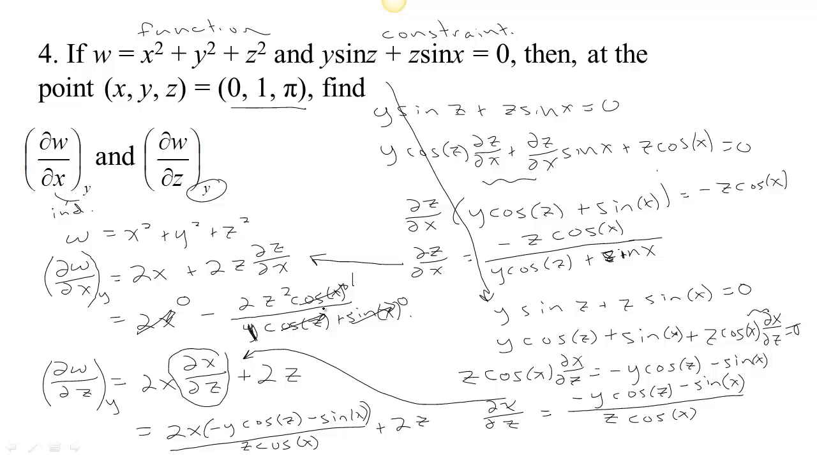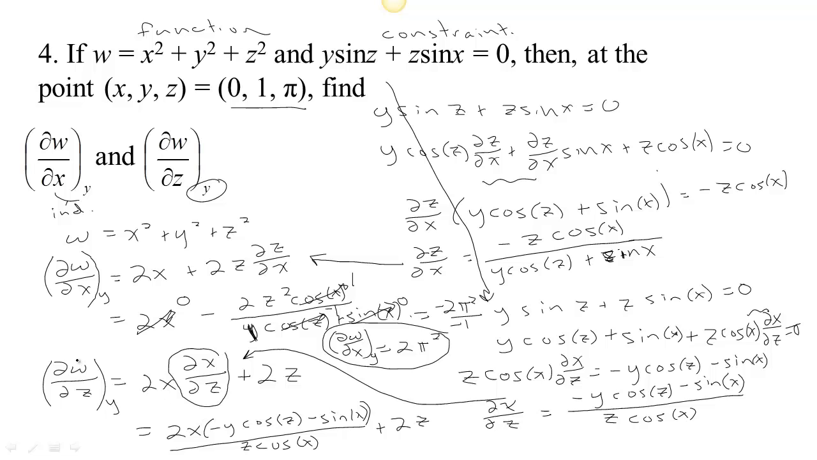The cosine of pi is negative 1. So we have negative 2 pi squared, all over negative 1 times 1, which is negative 1. So the answer to this first one is that dw dx, when y is constant at this particular location, is equal to 2 pi squared. Okay, that finished off that one.